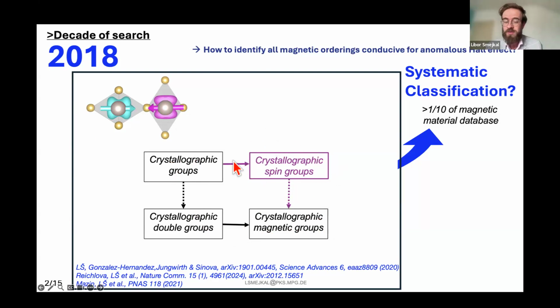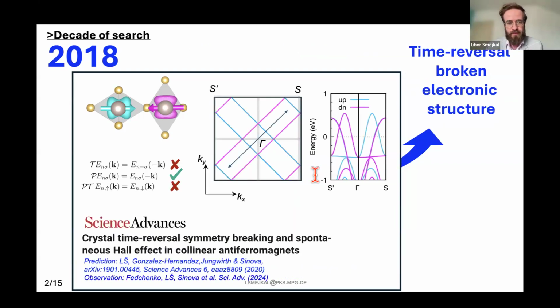So what you do, as we have seen already today, for instance, in the talk from Maya, is that you can take the conventional crystallographic groups and you can add first magnetism and you neglect completely spin-orbit coupling, and then you end up exactly here at the crystallographic spin groups. And I will show you today that these spin groups can be super useful for classification of the magnetic orderings and also in understanding various effects in the electronic structure.